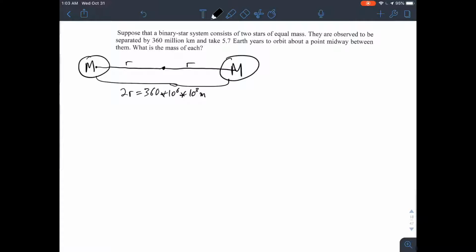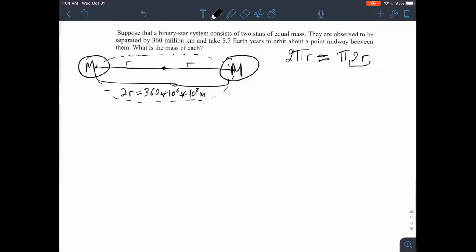Okay, so the next piece of information is that they take 5.7 years to orbit around a point midway, right? What is the mass of each? So what else do we know about it? Well, the orbit length, right? I'm just going to assume it's a circular orbit. For any circle, the circumference is 2 pi r. Now, another way to write this is pi times 2r. And guess what? 2r has already been given to us.